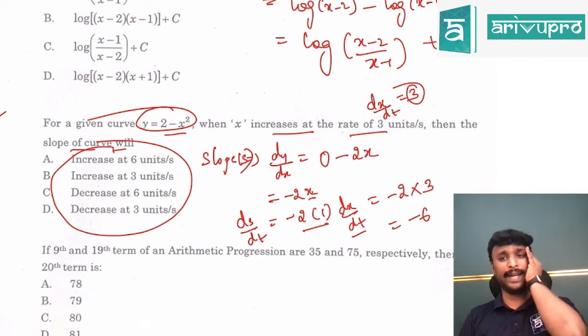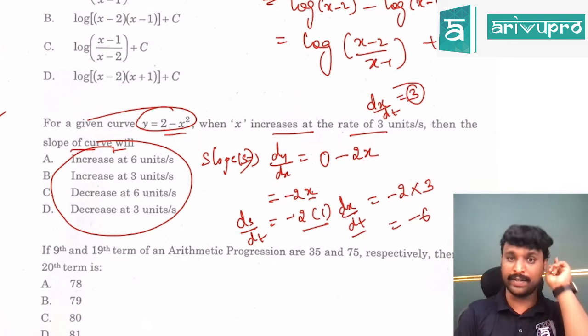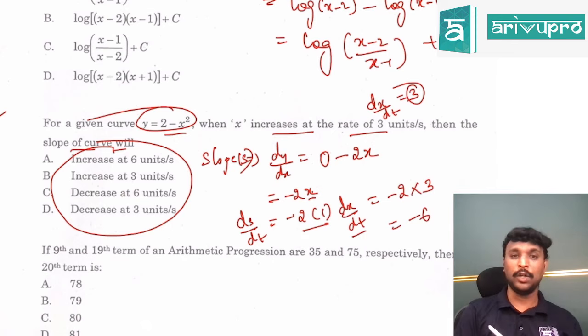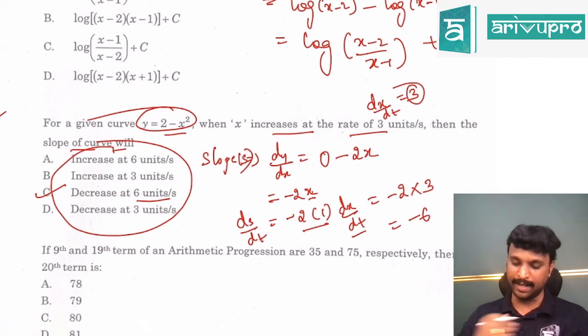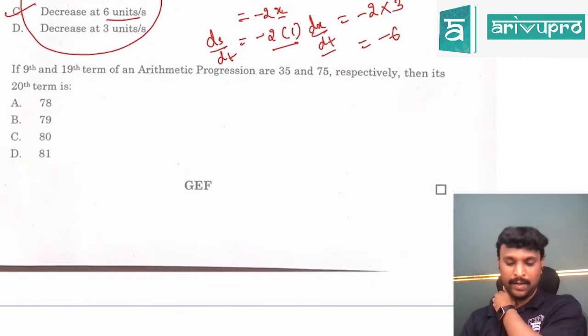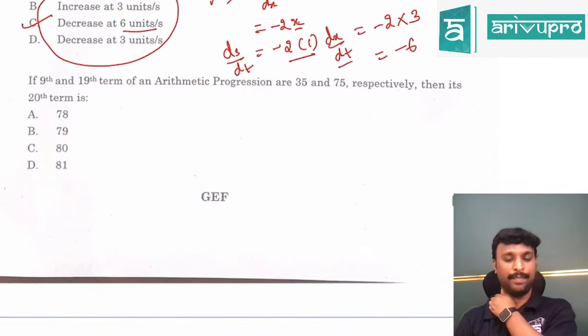Which is nothing but minus 6. Guys, negative means it is decreasing. If it is positive, it is increasing. So the slope is actually decreasing at 6 units per second. Option C is the answer. Is it clear? Now look at the next question, question number 18.